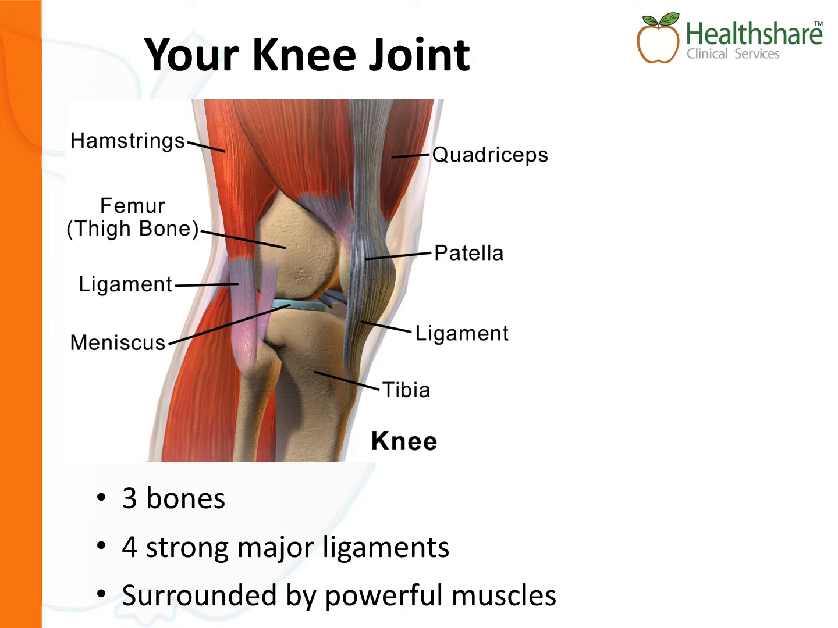So your knee itself is surrounded by a group of powerful muscles. These are your quadricep muscles, at the front of your thigh; the hamstrings, at the back of your thigh; and the calf muscles, which attach into the back of the knee as well. And these are responsible for everything that your knee does.